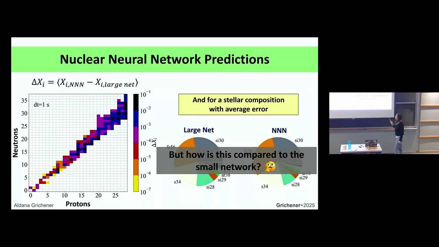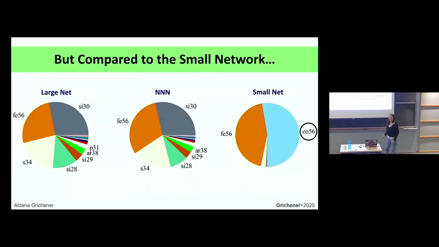So just to put everything next to each other, here we have the large network, which is what we want to obtain in the simulation. Here we have what the neural network predicts for the same initial conditions. And then we have what the small networks that are implemented in many stellar evolution codes give for the same initial condition, which is completely off in most of the isotopes.